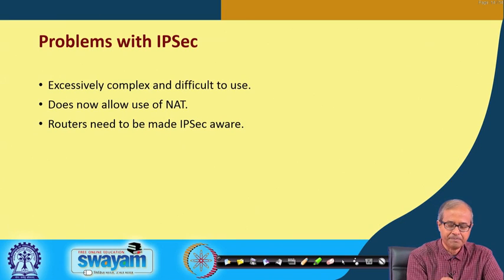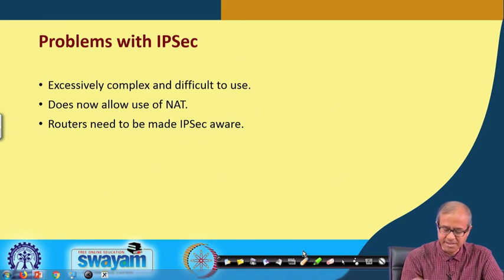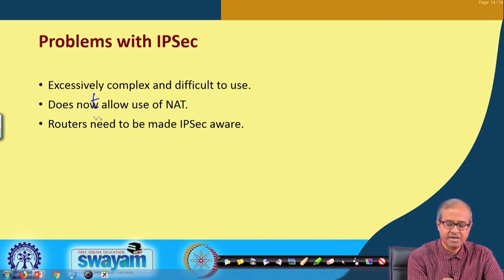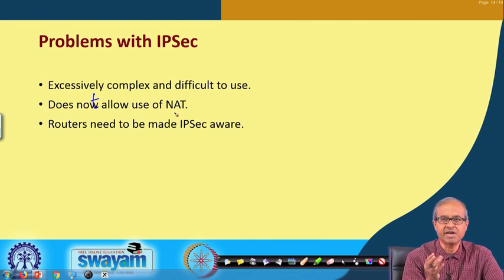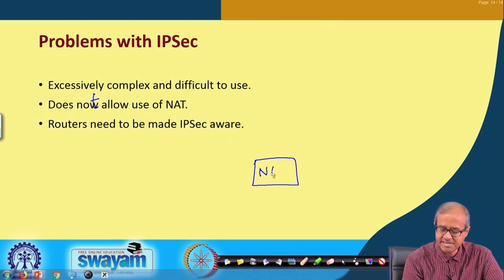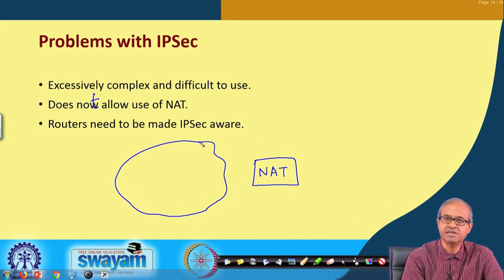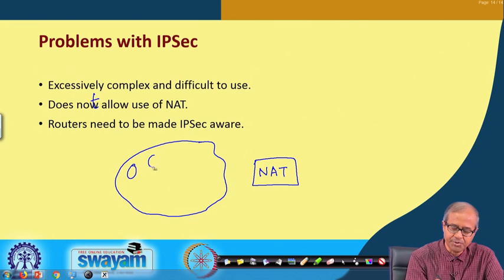And there is another thing: it does not allow use of something called network address translation, but of course, there are later versions which have been updated, so that NAT can also be used. So, let us briefly say what a NAT is. NAT is the short form for network address translator. Think of a scenario where you have an organizational network, and there are many computers sitting inside.